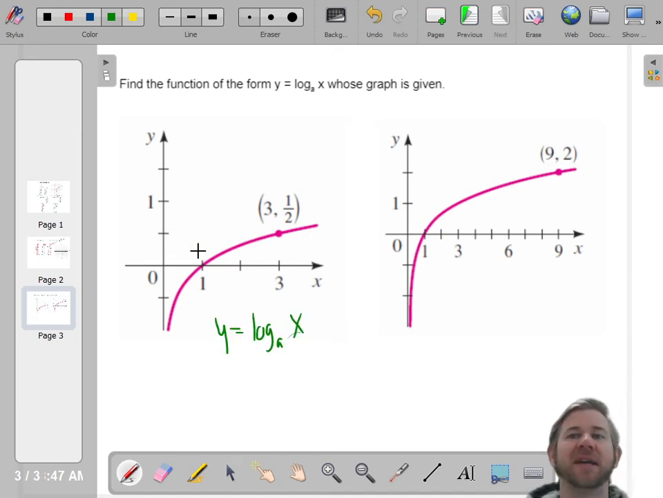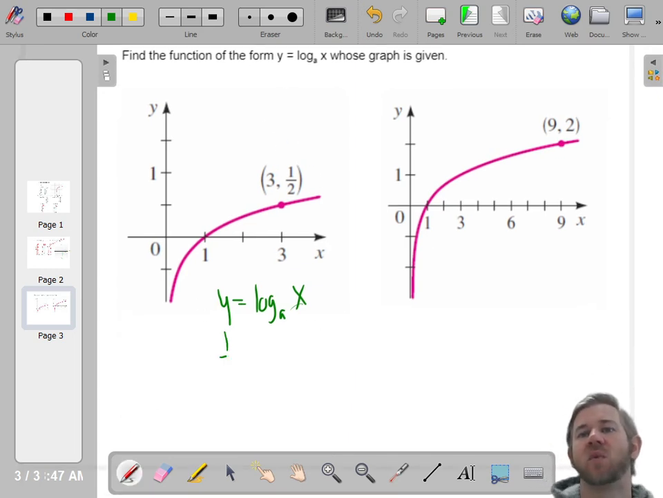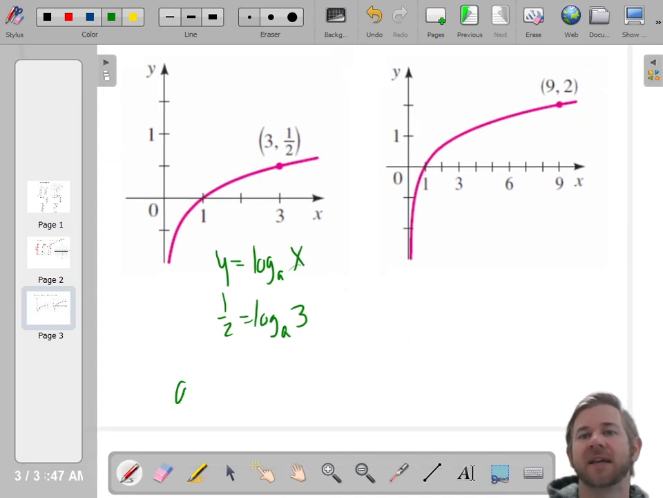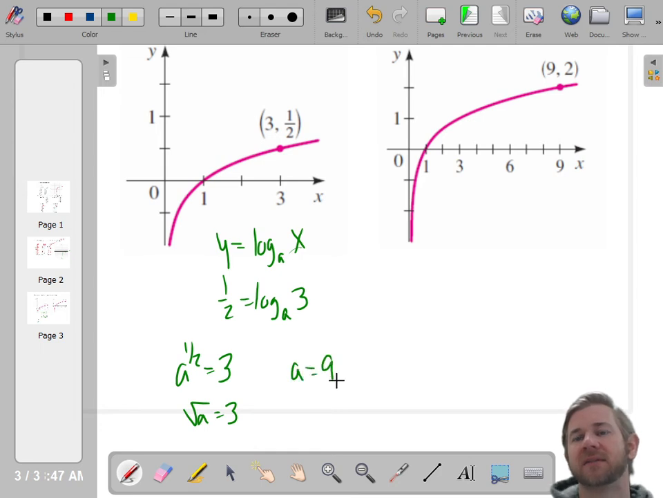So we have to figure out what the base is because I'm giving you an xy pair. Y is 1/2. I don't know a, but I do know that that's when x is 3. And then I say a to the 1/2 equals 3. Remember, that's the same as saying the square root of a. So that means a is 9. Because if you square both sides, you get 9. So this is the base 9 log of x.